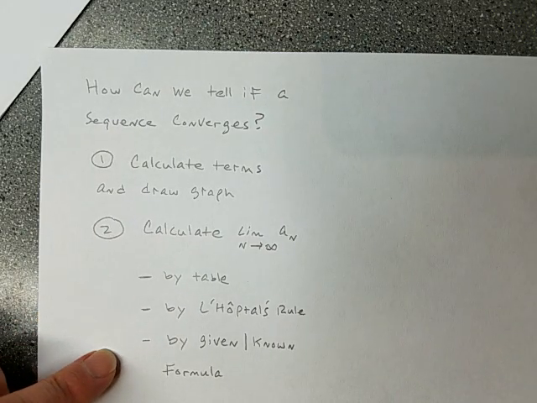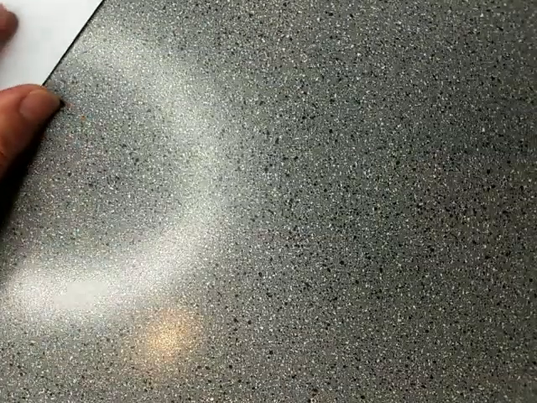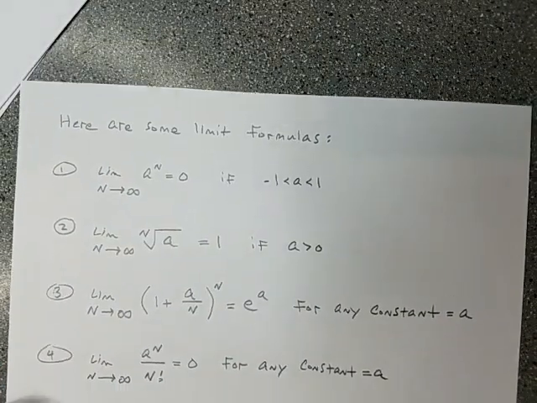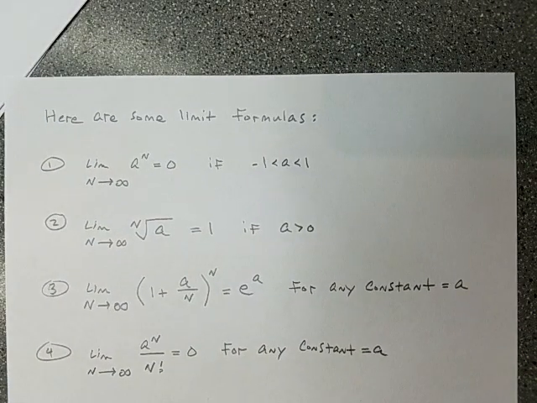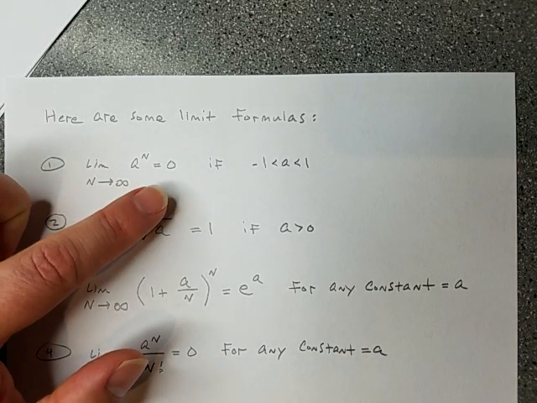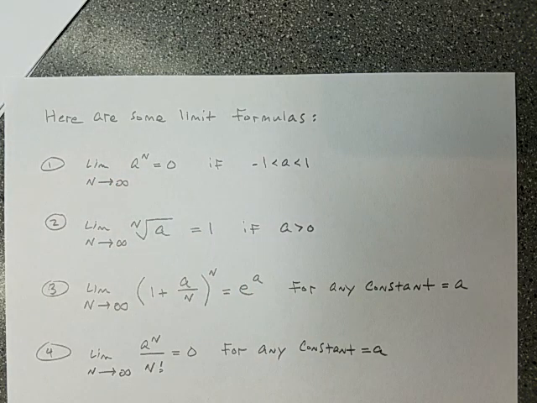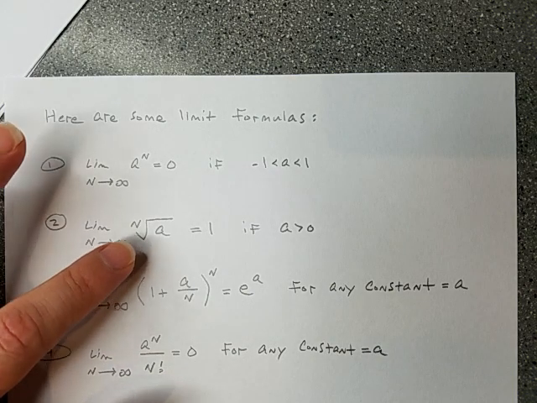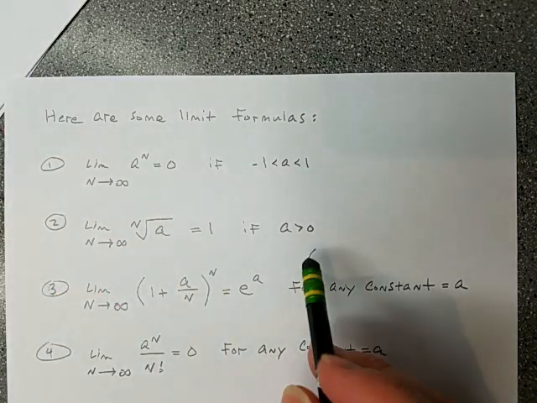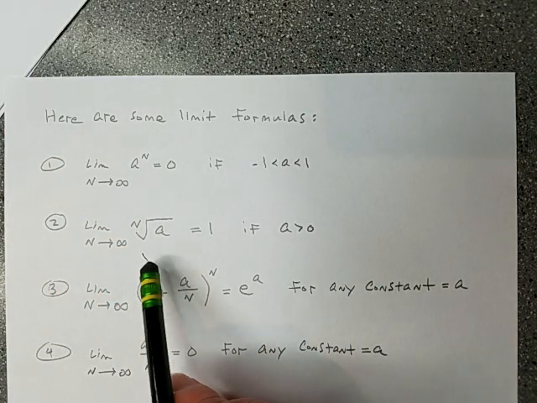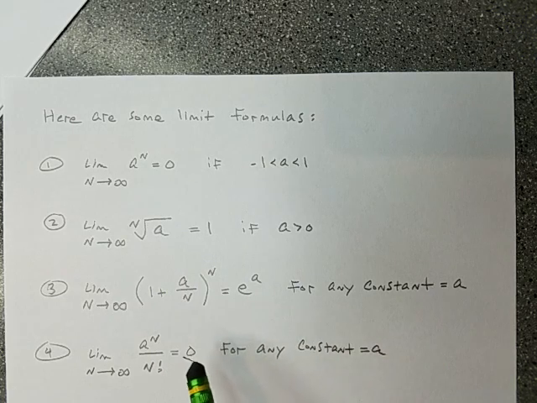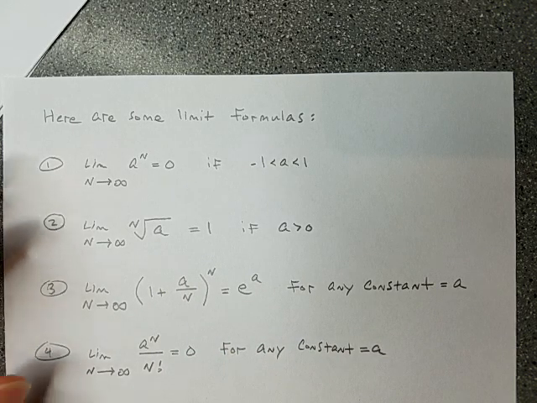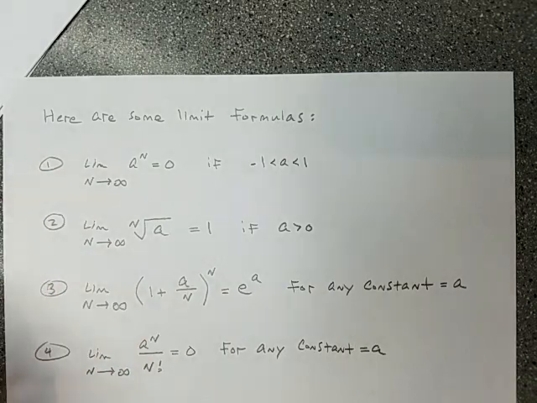Maybe let's look at some formulas, okay? There are lots of formulas I could give you. Here's a few that I think we'll run into. Limit as n goes to infinity, a to the n power is 0 if a is somewhere between -1 and 1. Limit as n goes to infinity of the nth root of a number is 1, as long as that number is positive. A will be a constant here. And then there's this one and this one. Okay, so we'll worry about factorials in this one later.